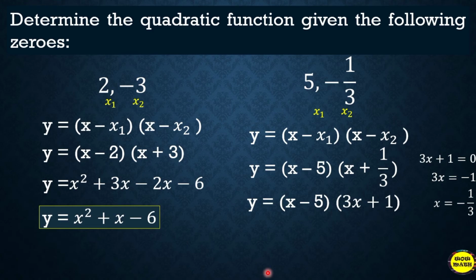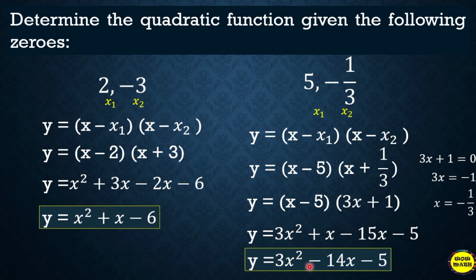So again, using FOIL method, multiply x times 3x, that is 3x squared, x times 1, that is positive x, negative 5 times 3x, that is negative 15x, negative 5 times 1, that is negative 5. Combine similar terms, so copy 3x squared, x minus 15x, that is negative 14x, and copy negative 5. So, our quadratic function, in the given zeros 5 and negative 1/3, is y is equal to 3x squared minus 14x minus 5.